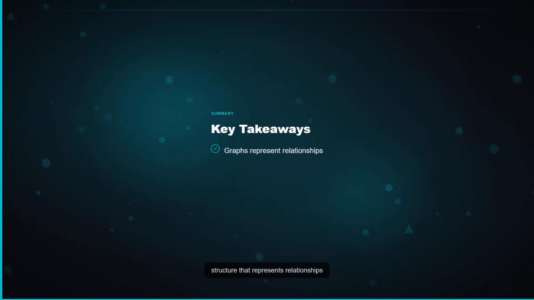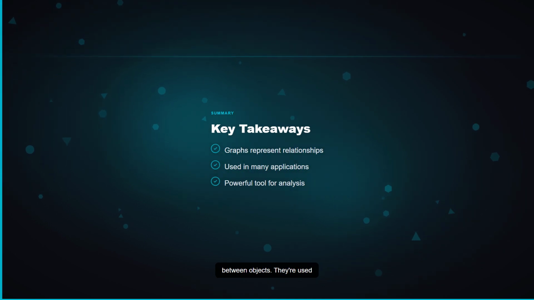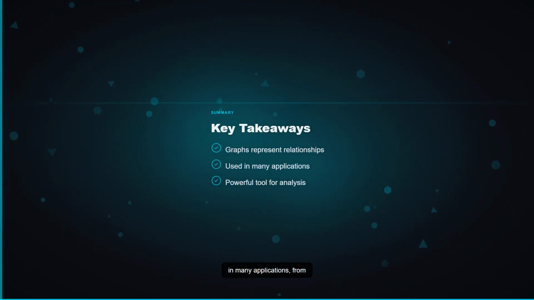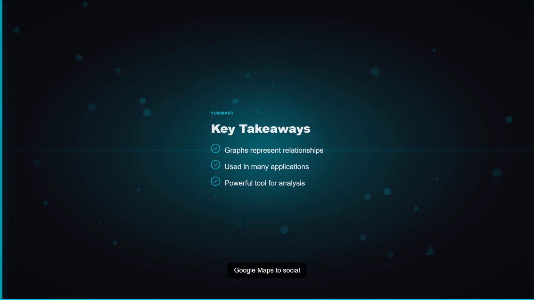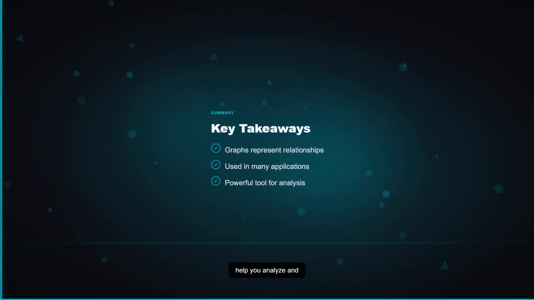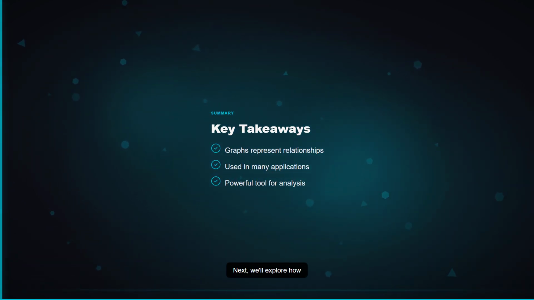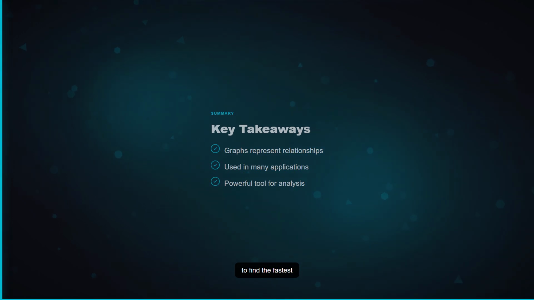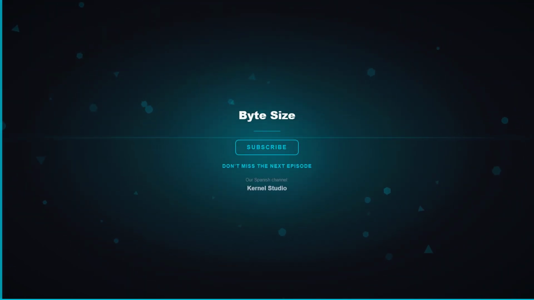In conclusion, graphs are a fundamental data structure that represents relationships between objects. They're used in many applications, from Google Maps to social media. Understanding graphs can help you analyze and solve complex problems. Next, we'll explore how to find the fastest path using graph algorithms.